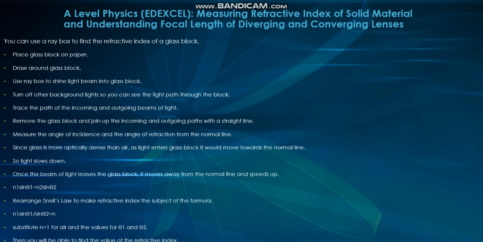To measure the refractive index of a given solid, we can use a ray box to find the refractive index of a glass block, as an example. So we place the glass block on paper, we draw around the glass block, then we use a ray box to shine the light beam into the glass block. Turn off other background lights so you can see the light path through the block, trace the path of the incoming and outgoing beams of light, remove the glass block and join up the incoming and outgoing paths with a straight line. Measure the angle of incidence and the angle of refraction from the normal line.